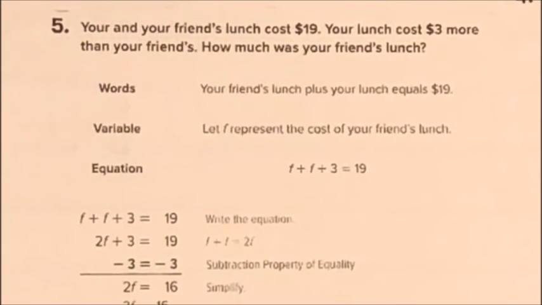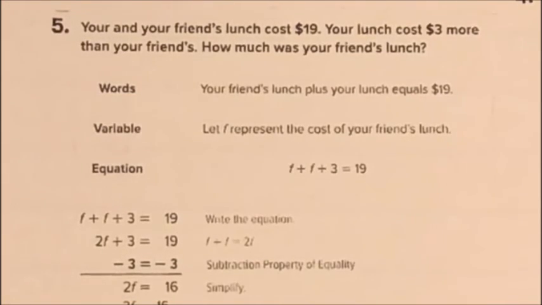You and your friend's lunch cost $19. Your lunch cost $3 more than your friend's. How much was your friend's lunch? Okay, so when you add your lunch plus your friend's lunch, it costs $19. But you know your lunch is $3 more, right?